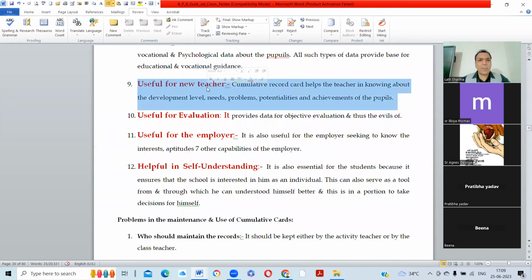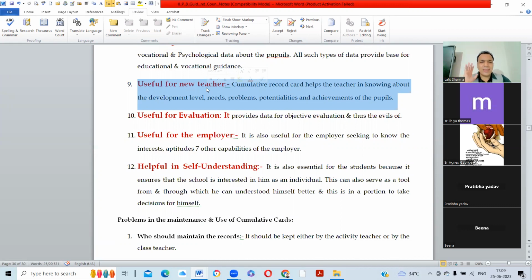Now a new teacher has been appointed in the 7th class, so mostly students are not aware of the teacher's style and method. Okay, and the teacher is not aware of the students because he or she is a new appointment. So when he or she sees the cumulative record, then he will come to know about the students very well.